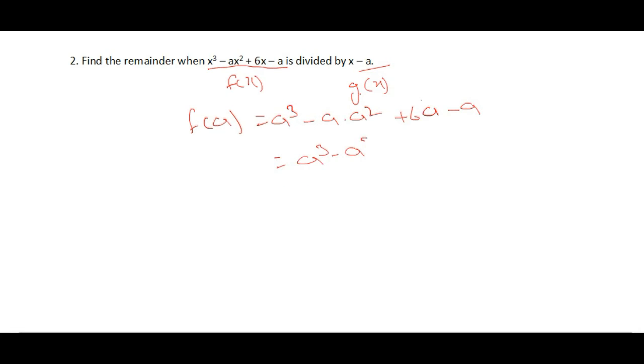Now let's move to the second question. The second question says find the remainder when we are given f x and we have this g x. So what will be the remainder? The remainder will be equal to f of a. Let's find out f of a: a cube minus a multiplied by a square plus 6a minus a. So I will get a cube minus a cube again plus 6a minus a. So these two will cancel out and 6a minus a is equal to 5a. So this is the answer.